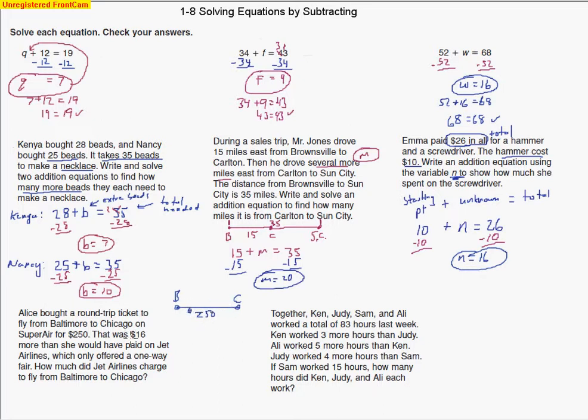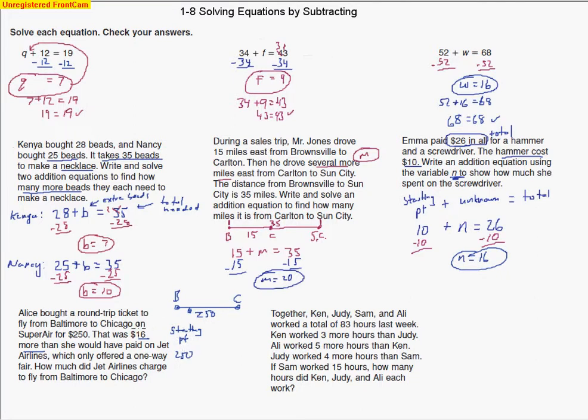That was $16 more than she would have paid on Jet Airlines, which only offered a one-way fare. How much did Jet Airlines charge to go from the same city to Chicago, so from Baltimore to Chicago? So we're going to start a similar problem, a little bit different though. We have a starting point, and our starting point is the amount that we know. So the starting point is the $250.